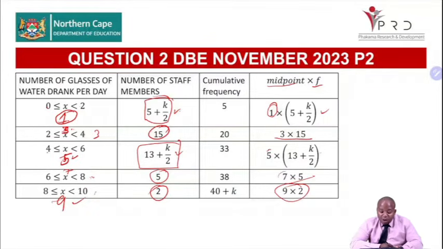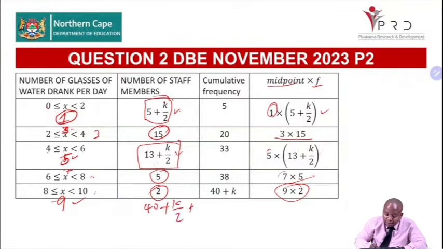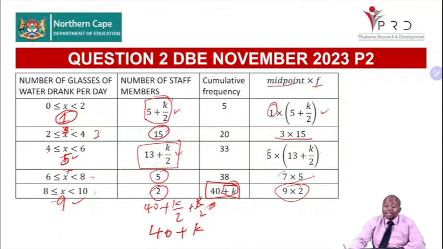Right. Now, we need to notice the effect of that cumulative frequency. When I add up these values, I get 40, then there is k over 2 plus k over 2. And this is going to be 40 plus k. Then that is our last value for the cumulative frequency. We just effect that k that was absent.